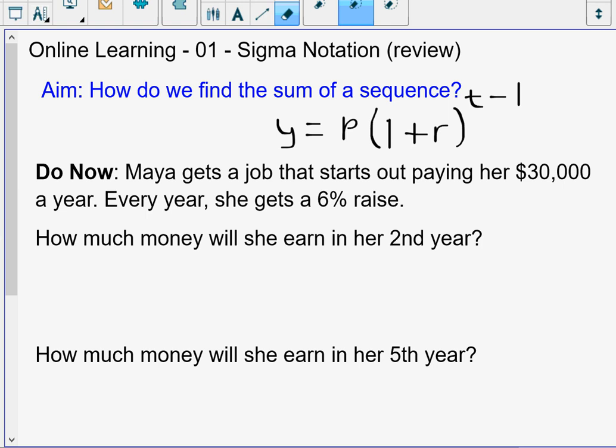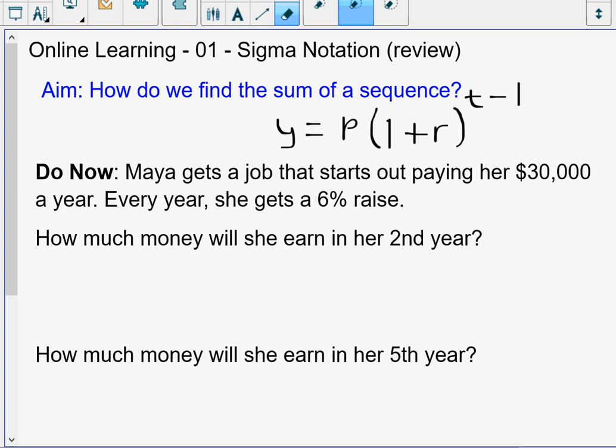Your do now to review this topic is: Maya gets a job that starts out paying her $30,000 a year. Every year, she gets a 6% raise. How much money will she earn in her second year? And how much money will she earn in her fifth year?